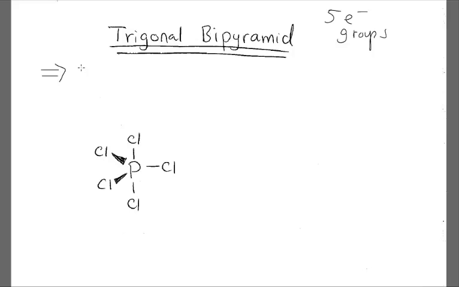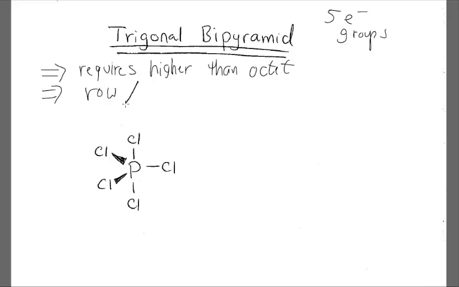Therefore, this shape will only be around when you have an element in the center that is row 3 or higher. Okay, and that's because it requires higher than an octet around the central atom, so it is row or period 3 elements and higher. Okay, and phosphorus is in row 3, so phosphorus is commonly in this shape, so is sulfur and some other elements in row 3 and greater.